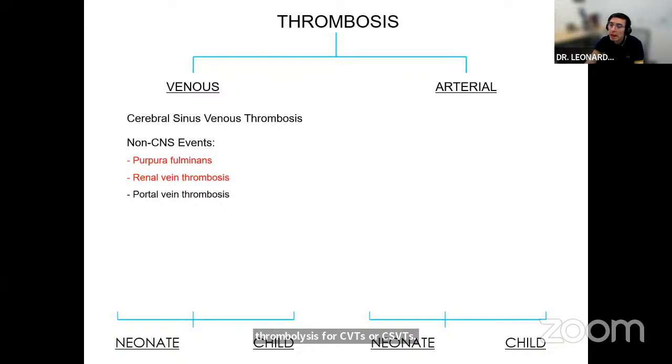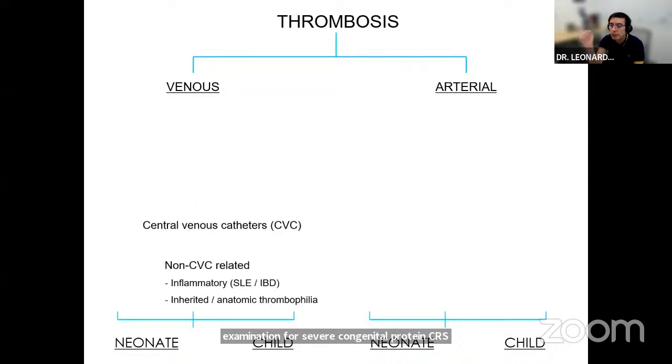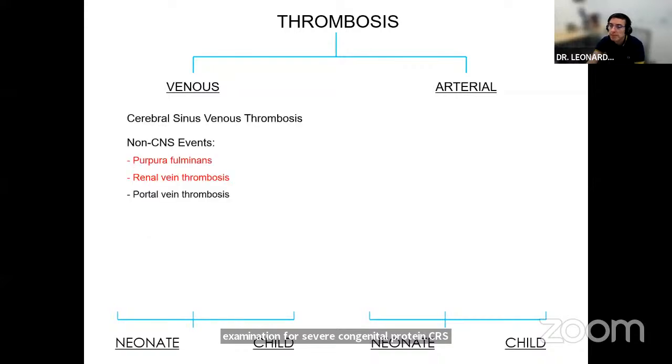Outside of the brain, I've mentioned the board famous, so the classic examination for severe congenital protein C or S deficiencies leading to neonatal purpura fulminans, or bilateral renal vein thrombosis. So renal vein thrombosis being the most common non-catheter neonatal venous thromboembolism complication. And obviously, I'm not mentioning lines unless it leads to tremendously extensive events.